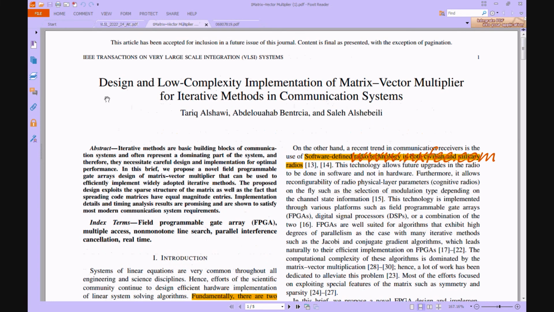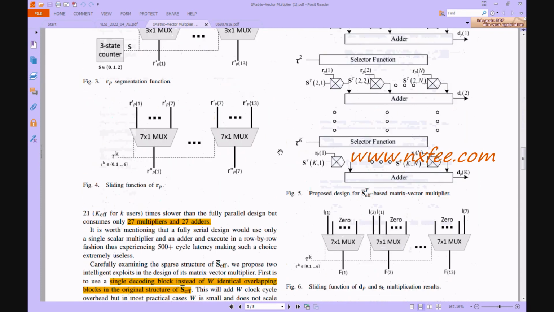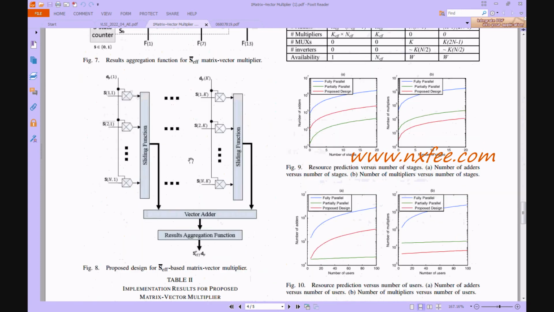One is the design and low complexity implementation of matrix vector multiplier for iterative methods in communication systems. This is also matrix vector multiplication. Here they used a sliding method and selector method, and we used these in our paper. This is a sliding function method to multiply the matrix. Here we use an 8 cross 8 matrix and a 1 cross 8 matrix. To multiply row into column and column into row, we used these sliding functions, which create more architecture reduction and low cost in this paper.